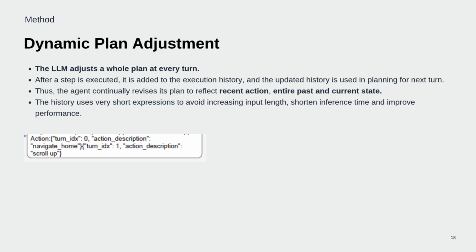The history uses very short expressions to avoid increasing input length, shorten inference time, and improve performance. These figures illustrate one example that you can see. They just stack up each history in JSON format.